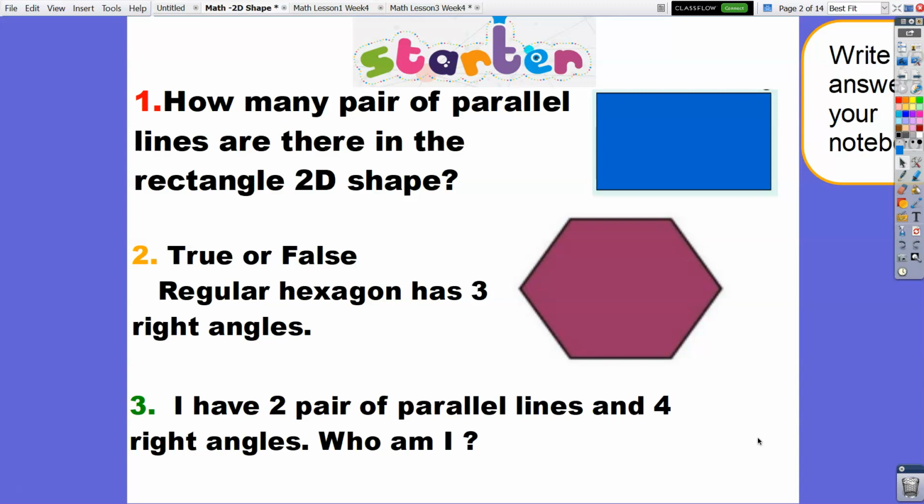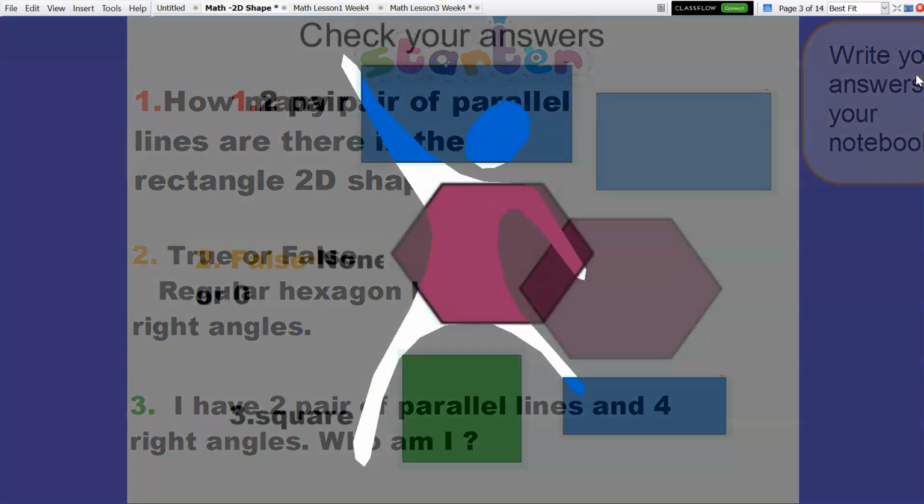Time is up. Number 1. How many pairs of parallel lines are there in the rectangle 2D shape? Number 2. True or false? A regular hexagon has 3 right angles. Number 3. I have 2 pairs of parallel lines and 4 right angles. Who am I?